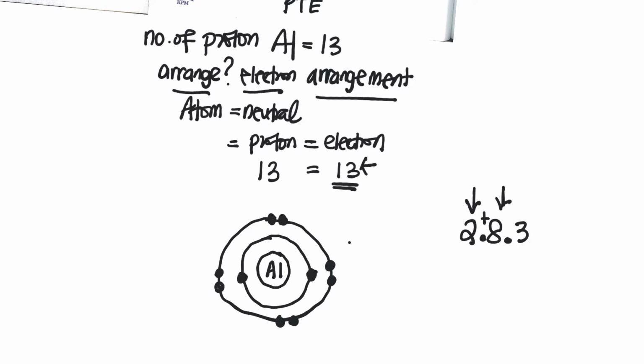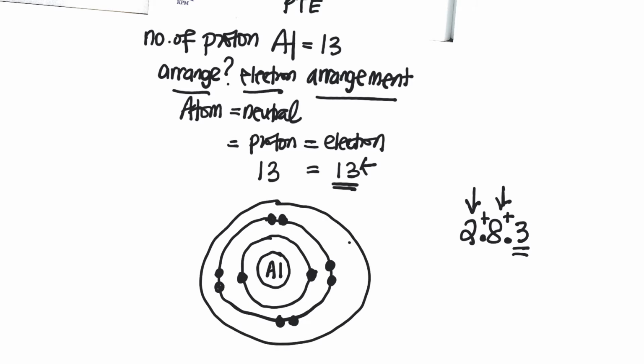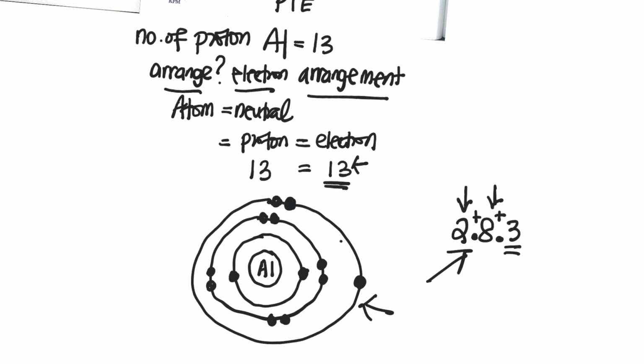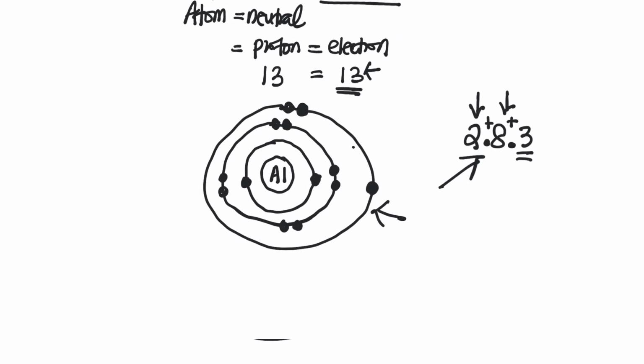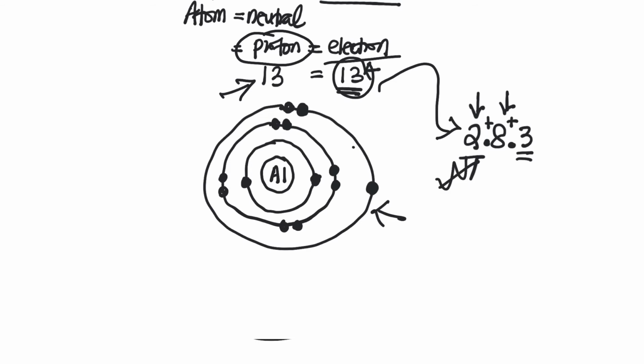We need 3 more. Okay, you need to add it up. So 3 more electrons in the third shell: 1, 2, 3. So now we have the electron arrangement, and we also have the electron arrangement drawing. I hope you understand how to draw this already. What you need is the proton number first, and from the proton number you can get the electron number. After you have the electron number, you can arrange it, and after you arrange it, you can draw it out.